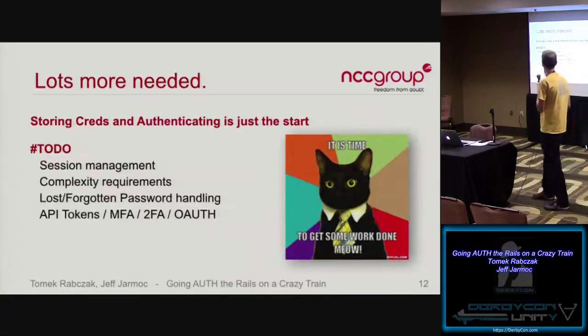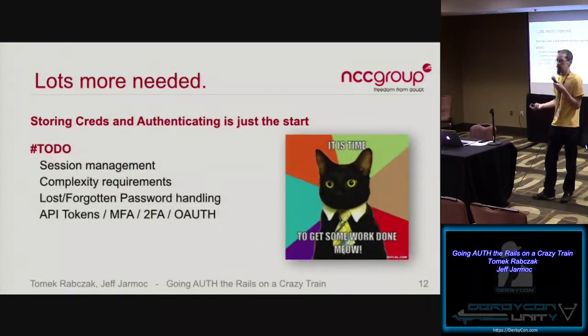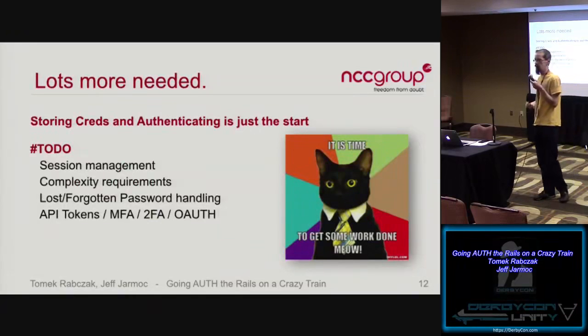But there's still a lot more that you need to do. Storing credentials and authenticating is really just an authentication function. It's not really an authentication system. So you're definitely going to have to think about things like session management, password complexity requirements, what you're going to do in the case of a lost or forgotten password. And that's a really, really big one. Depending on the application, you might have to deal with things like API tokens, multi-factor, two-factor, we mentioned OAuth earlier. So this is really just the beginning.